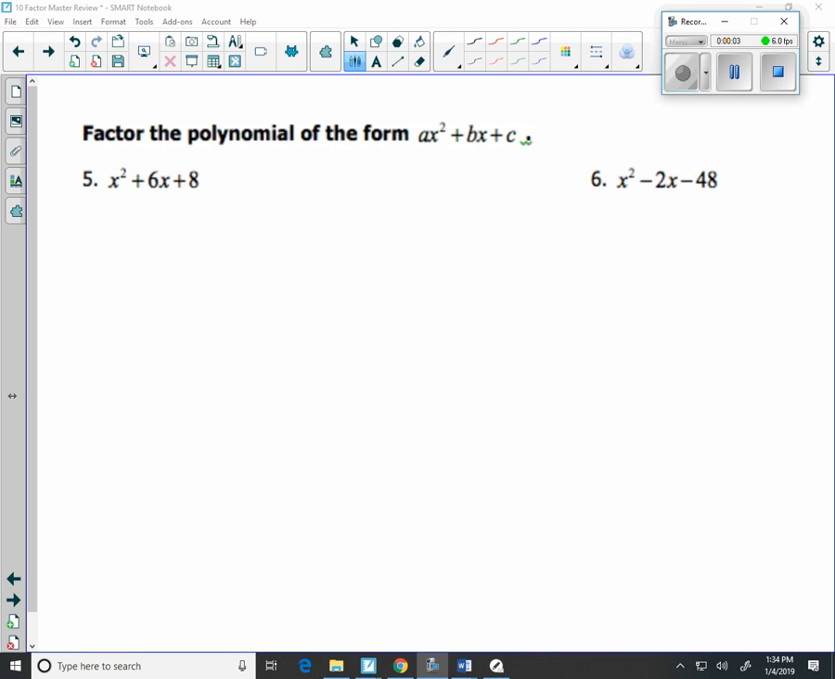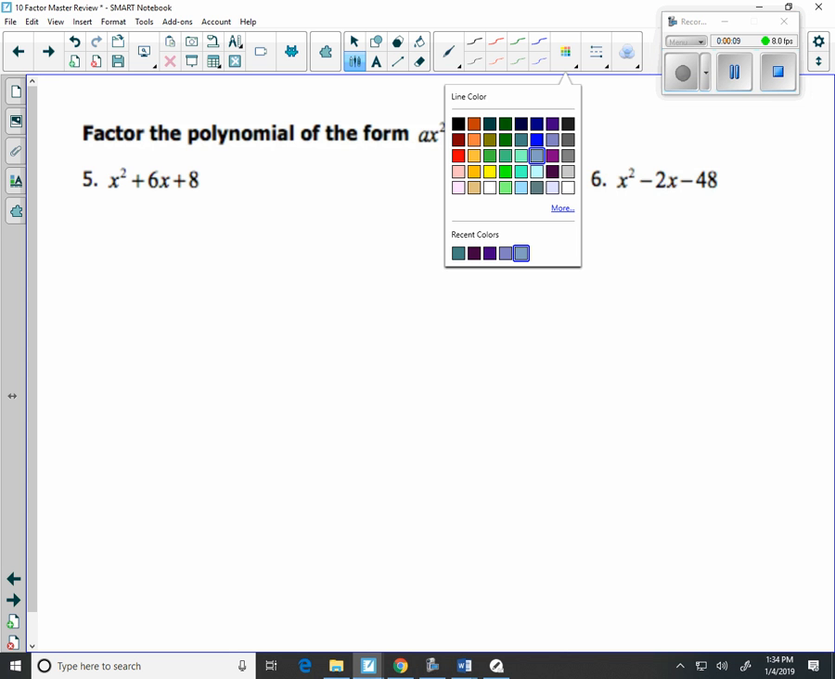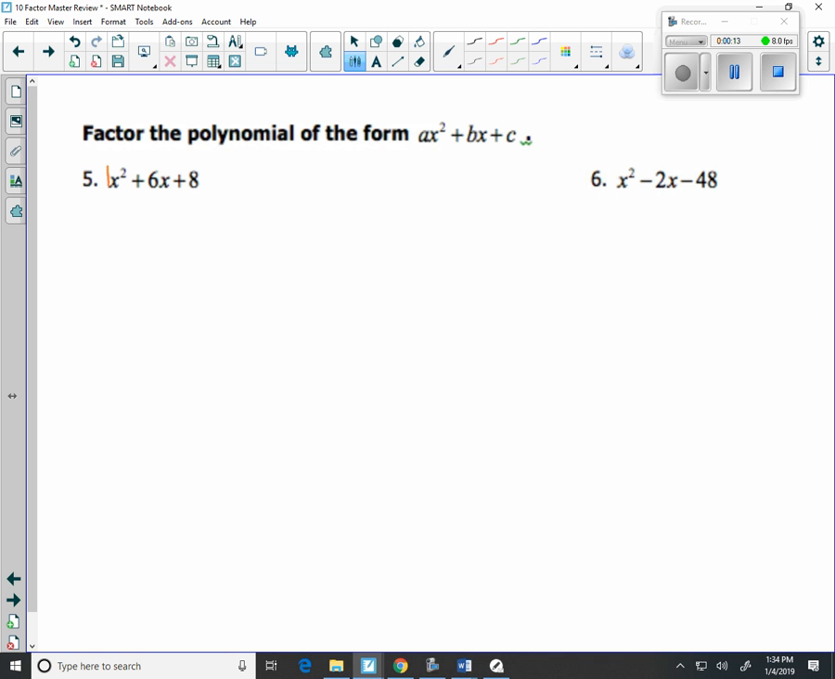Our tactic in this section is going to be split the middle since we have 3 terms. For these first 2 examples, our front number is 1. Since there's no number there, it's 1. So I'm going to do 1 times 8. A times C is the key. 1 times 8 is 8.